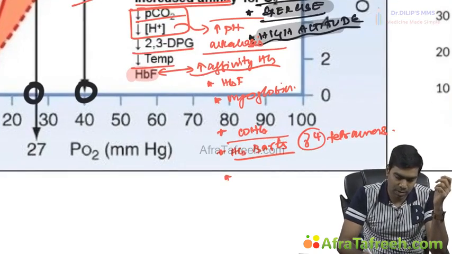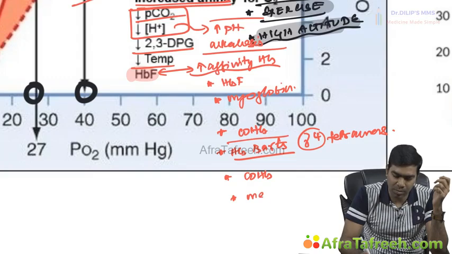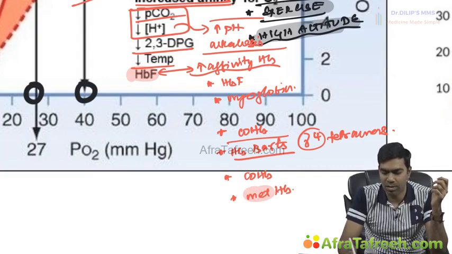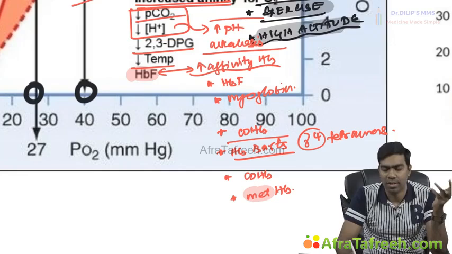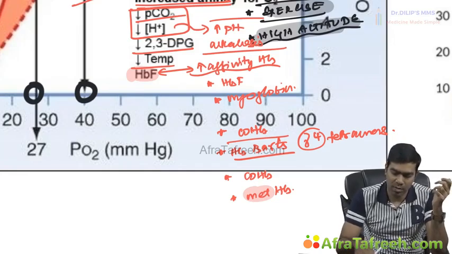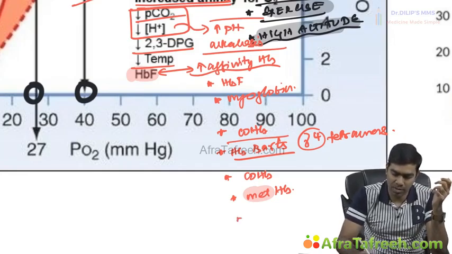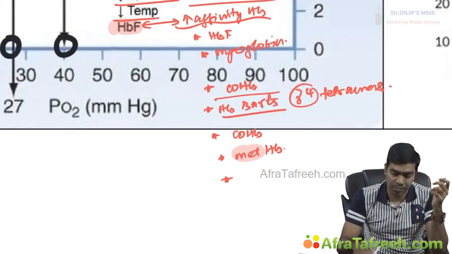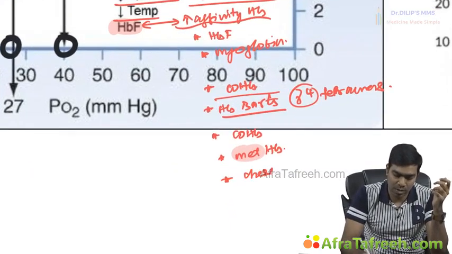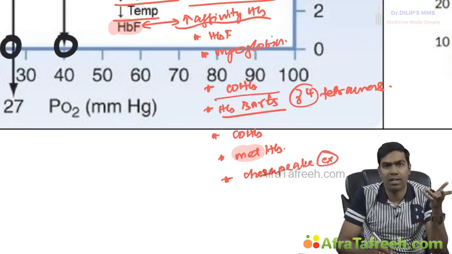And similarly, you have something called carboxyhemoglobin. Then you have something called methemoglobin. Many people pronounce this incorrectly. Actually, it's not the same, methemoglobin is different. Then you have something called Hb Chesapeake. I already told you Chesapeake is one of the examples for congenital high affinity hemoglobins.